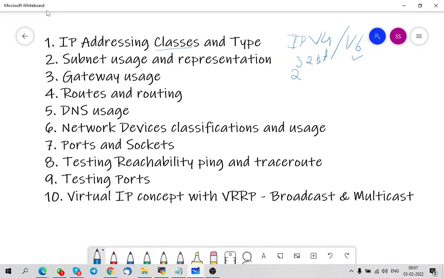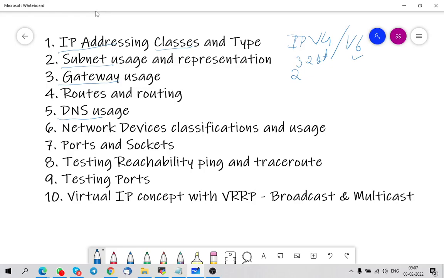That was about IP address classes and types. Whenever we are configuring a network device, such as a server, it will basically ask four things. One is the IP address. Next, it will ask for the subnet. Next, the gateway. And next, the DNS. Now we will see the usage of these four items.